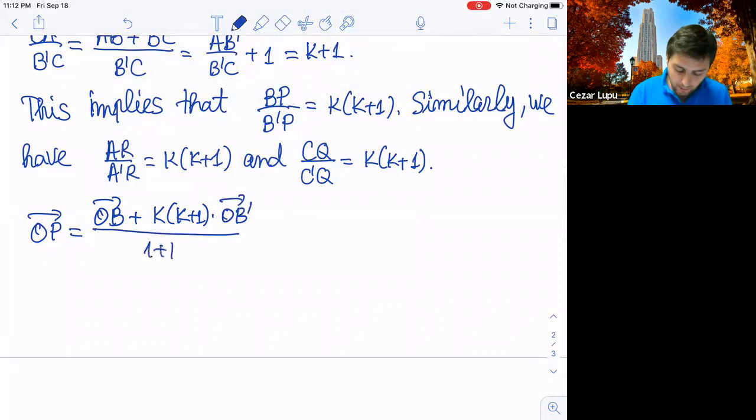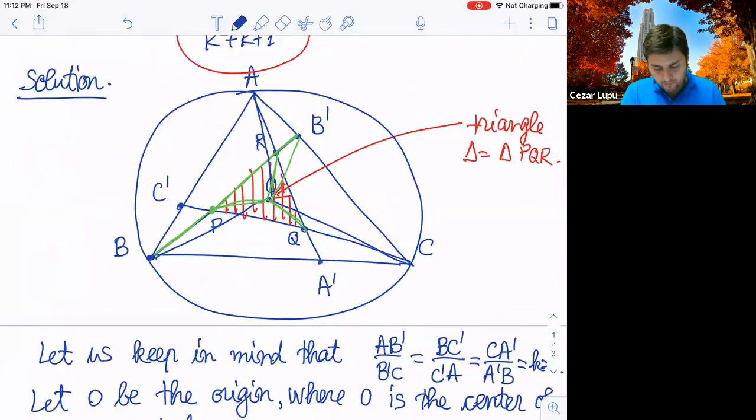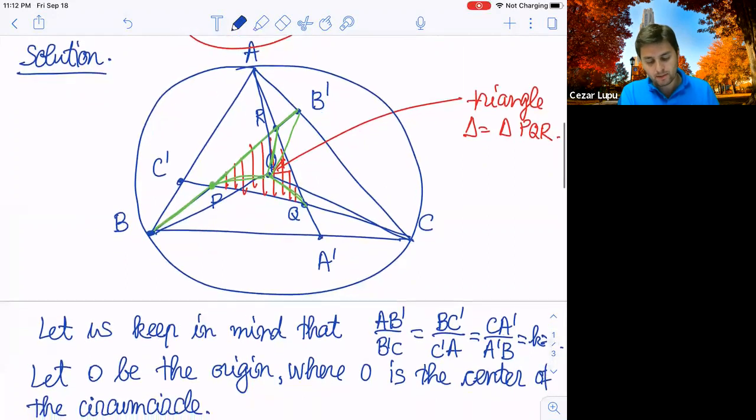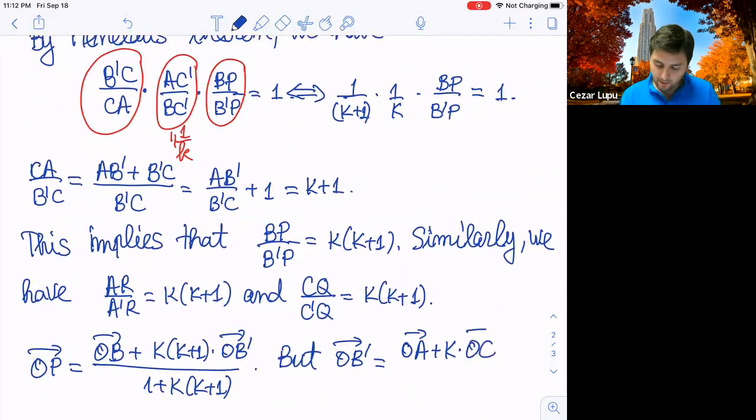Everything over 1 plus K times K plus 1. All right, great. But now let's see who OB prime vector is, and let's look around. But now we look in this triangle, AOC, we also have OA vector plus K times OC vector over 1 plus K, right?